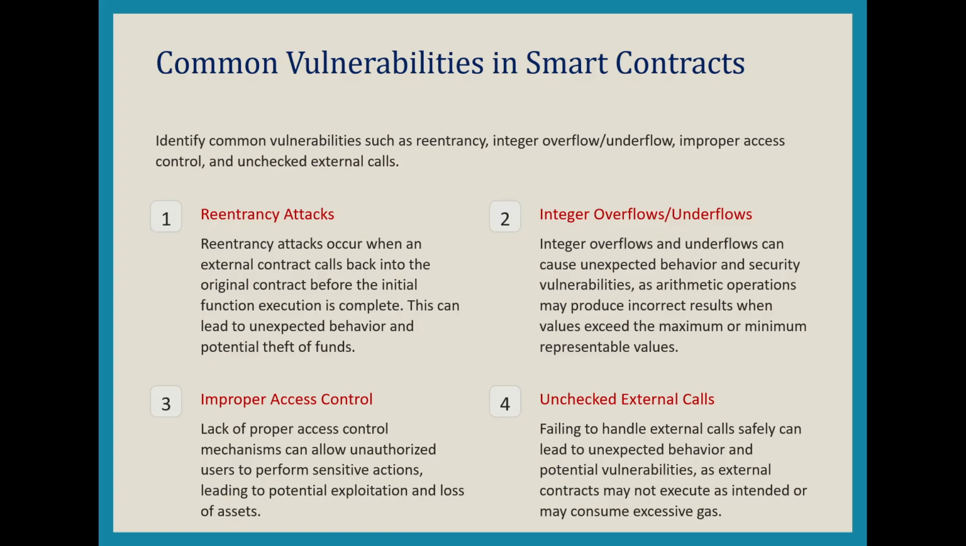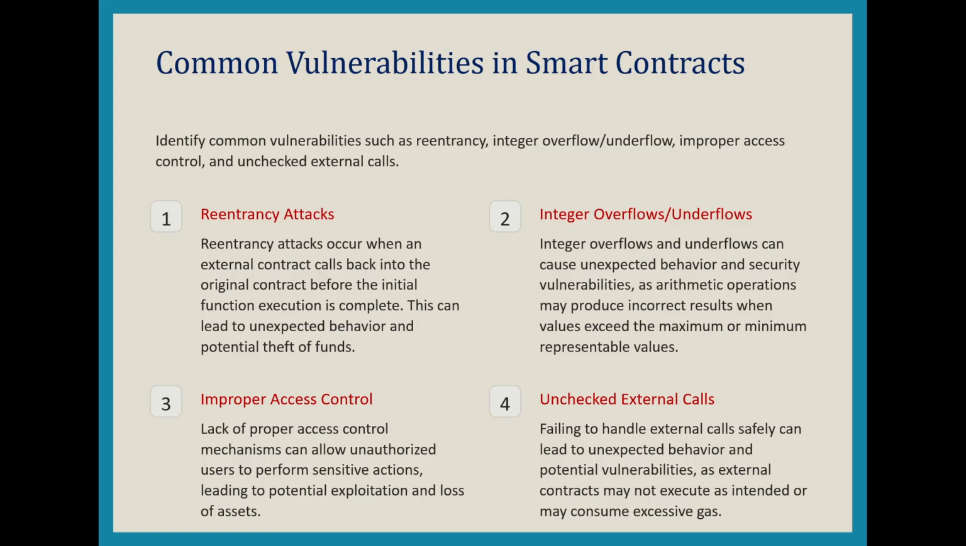Okay, moving to the next one. Integer overflows/underflows. As the name suggests, arithmetic operations may produce incorrect results when values exceed the maximum or minimum representable values, right? Okay. Next is improper access control. This is, as the name explains, very simple to understand. One with the wrong intentions has access to your smart contract. They can perform sensitive actions, and this can lead to potential exploitation and loss of assets.